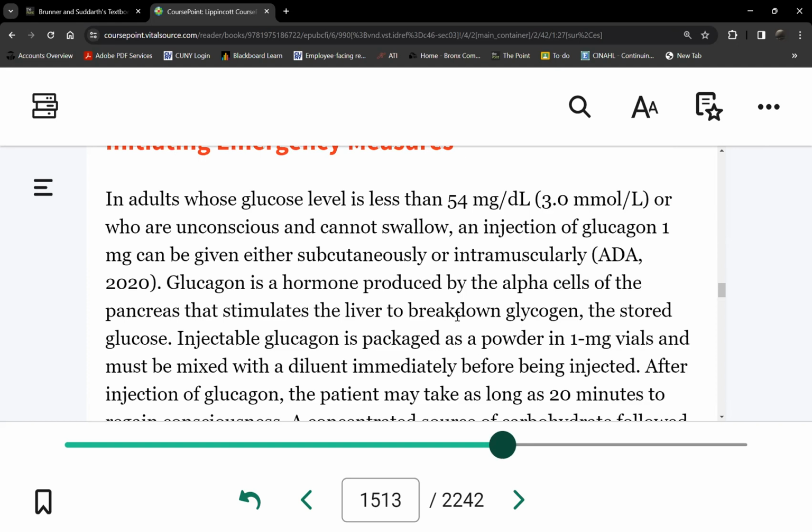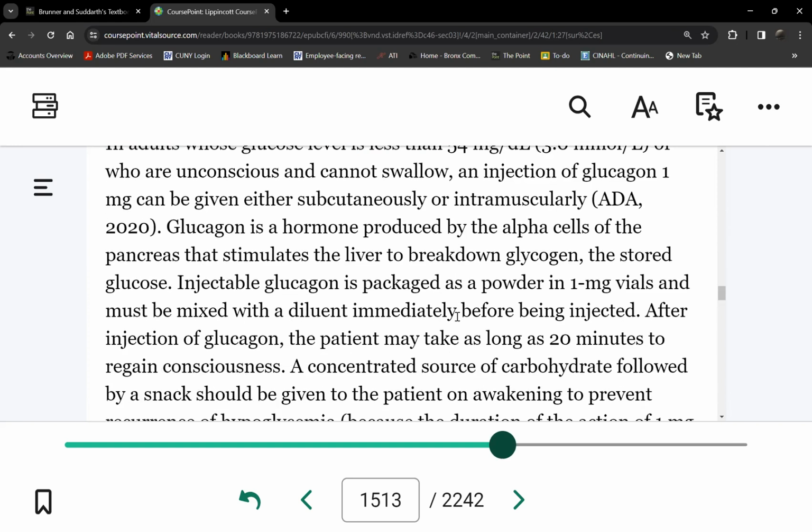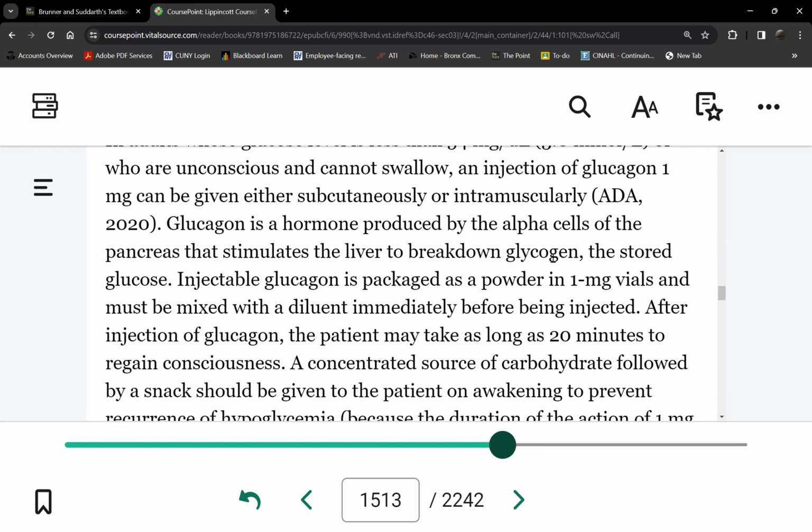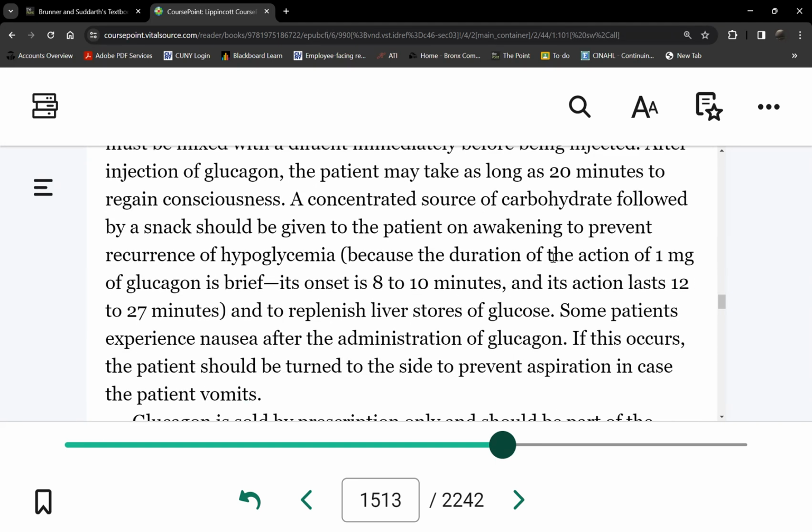The problem with glucagon is it's an emergency hormone. What can emergency hormones like epinephrine, glucagon do? It will cause vasoconstriction, correct? So therefore, what happens to the peripheral circulation? It's going to decrease. So what happens to GI peristalsis? It's going to slow. Can it trigger nausea, vomiting? Yes, that's the problem. So after giving glucagon, the patient may vomit. And what will happen if they vomit and they're still lethargic or unconscious?